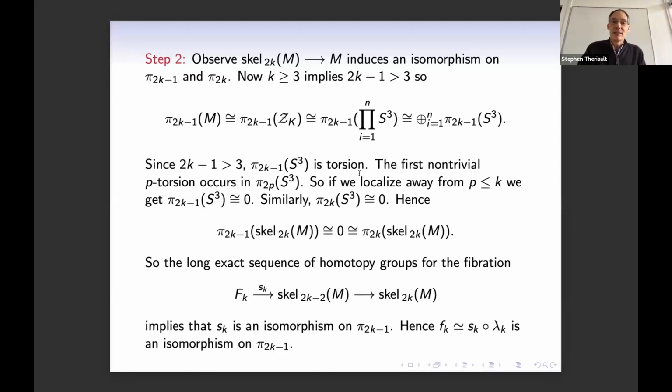The same argument shows that pi 2k of S3 is also zero if you localize away from primes less than or equal to k. And then that implies that pi 2k minus 1 and pi 2k of the 2k skeleton of M are both zero. And now you remember why we did this, because we were looking at the homotopy groups in this long exact sequence for this fibration, where you take the 2k minus 2 skeleton in M, include it into the 2k skeleton, and take its fiber. Now on either end of that, pi 2k minus 1 of the 2k skeleton and pi 2k of the 2k skeleton are both zero. So Sk is inducing an isomorphism in pi 2k minus 1.